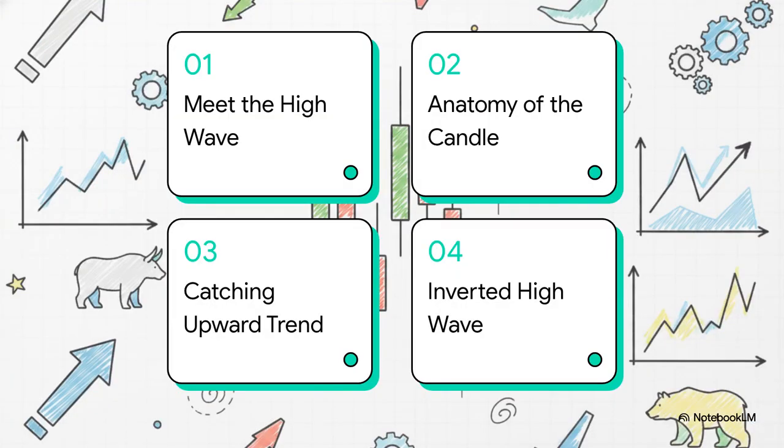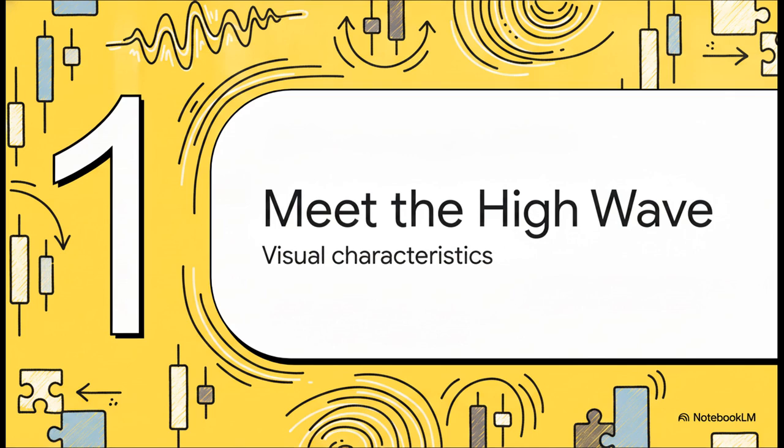Okay, here's our quick roadmap for this explainer. First, we'll officially meet the high wave. Second, we'll break down the anatomy of the candle. Third, we'll look at catching the upward trend. And finally, number 4, we'll cover the inverted high wave. All right, let's jump right into section 1, meet the high wave.